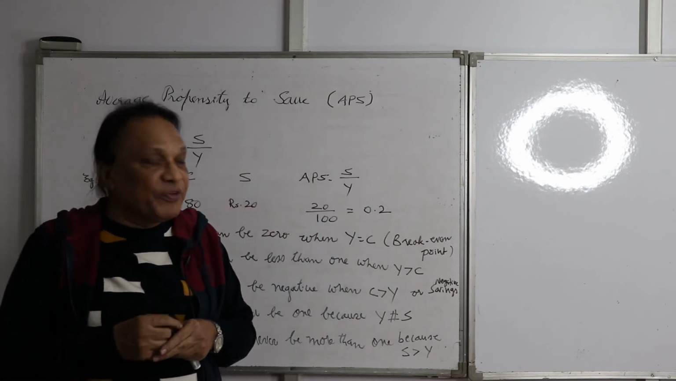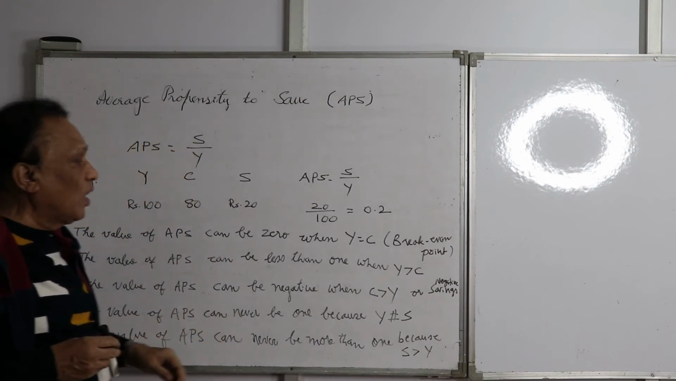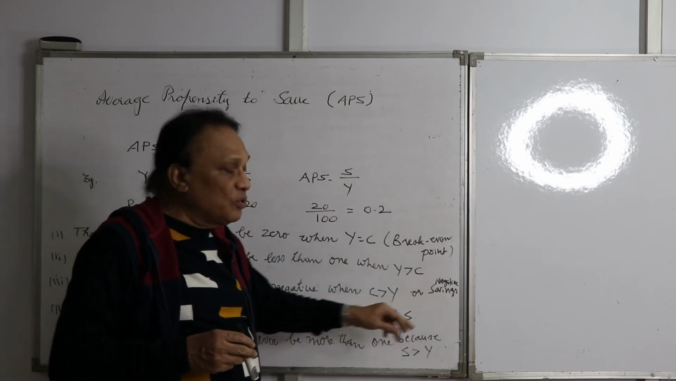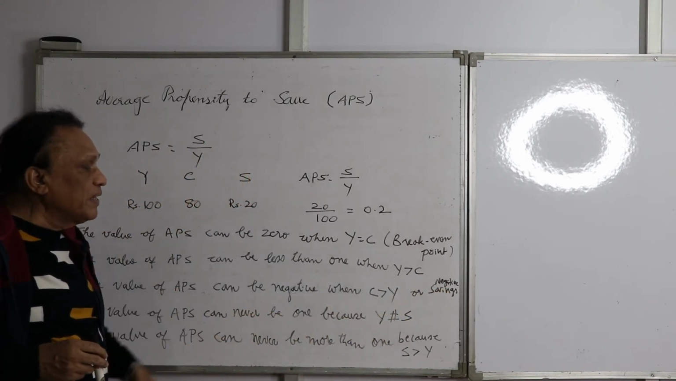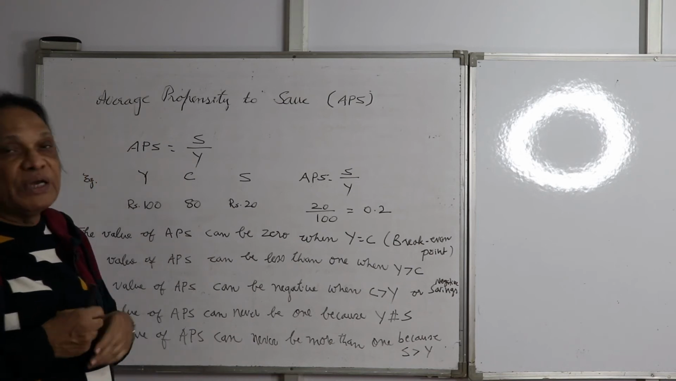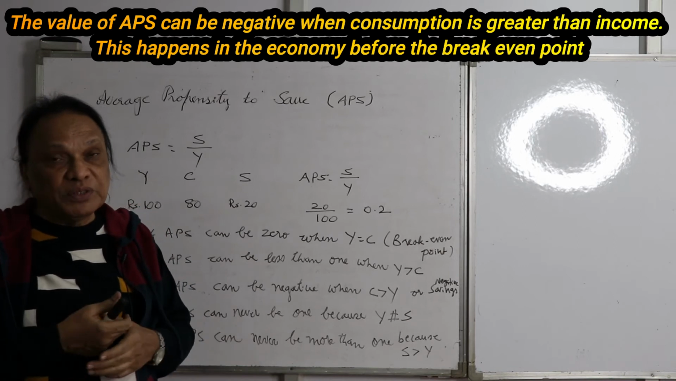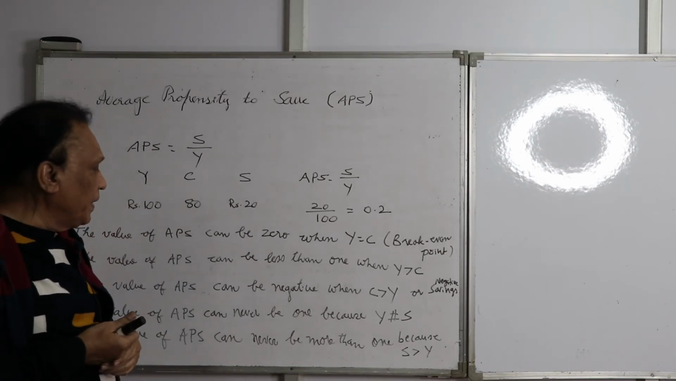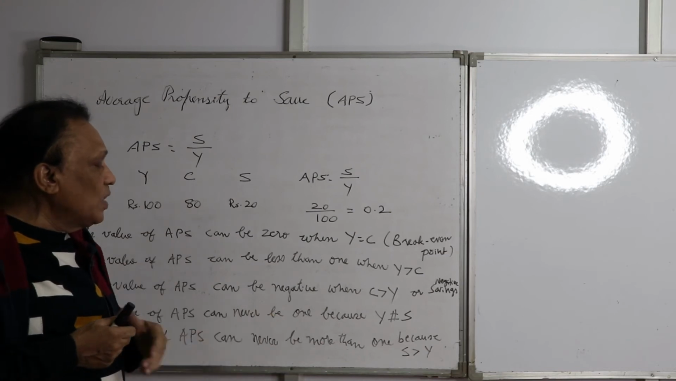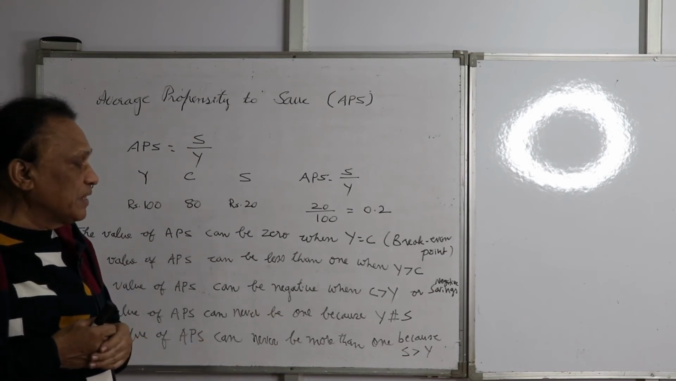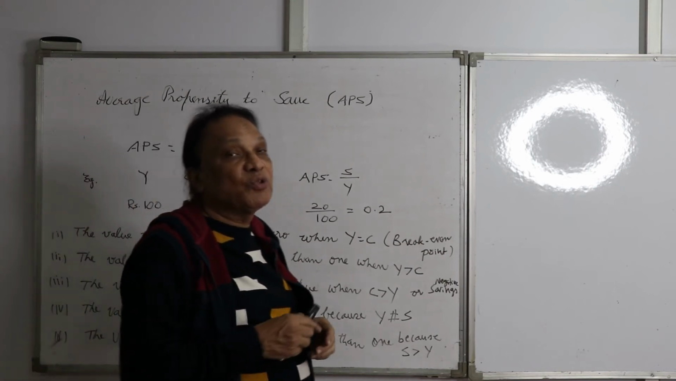So the value of APS can be negative when consumption is greater than income, or when you have negative savings. The value of APS can never be 1 because income can never be equivalent to savings. There has to be some consumption. The value of APS can never be more than 1 because savings can never be greater than income. So logically, you think it over.